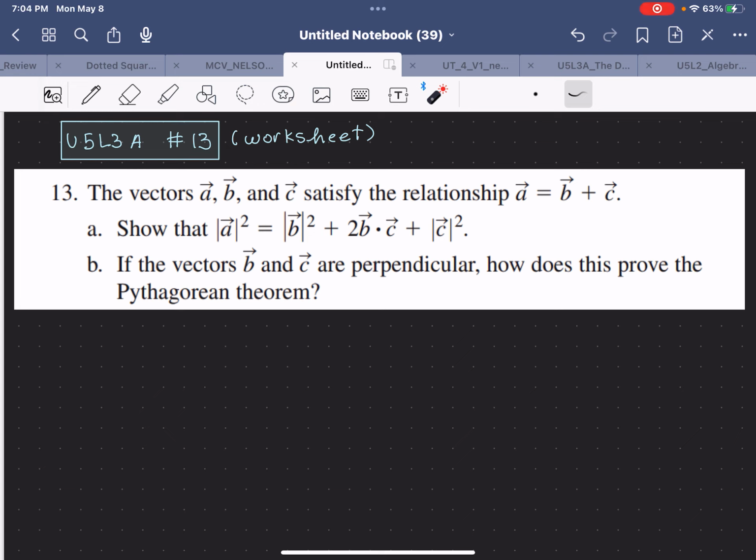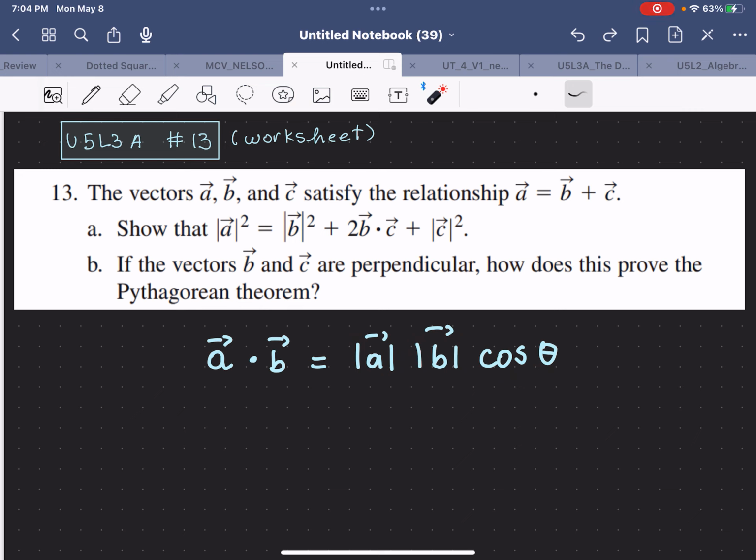Recall that in this lesson you were introduced to the dot product, which is a form of vector multiplication. So if we have two vectors A and B, we can find the product A dot B, which is equal to the magnitude of A times the magnitude of B times the cosine of the angle theta, where theta is the angle made between A and B.